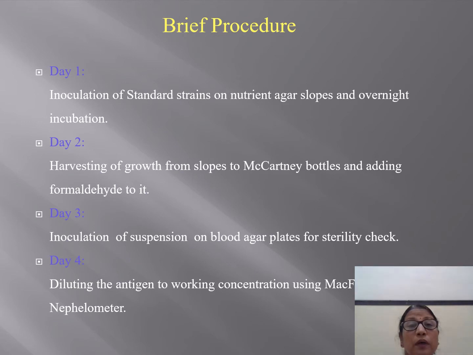So how to prepare? Inoculation of standard strain on nutrient agar slope and overnight incubation is done. Then harvesting of growth from slope to McCartney bottle, and adding formaldehyde in it to inactivate the organism. Then inoculation of suspension on blood agar plate in order to check for sterility. And thereafter the antigens are diluted and their working concentration is made using McFarland nephelometer.